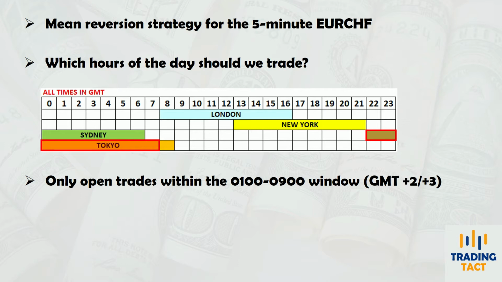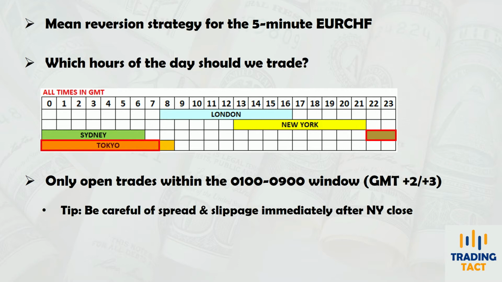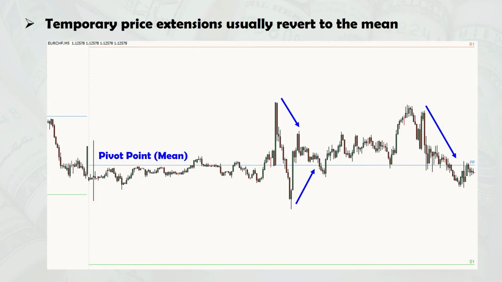Notice that I excluded the first hour after the New York close. This hour usually contains the largest spread and slippage, which can destroy the expectancy of intraday mean reversion strategies. Within this low volatility window, random noise can cause temporary price extensions that quickly revert to the mean.